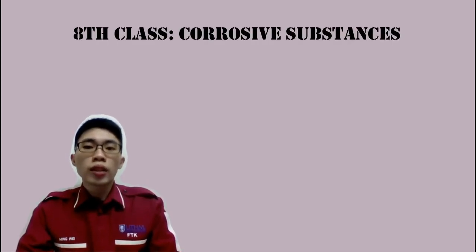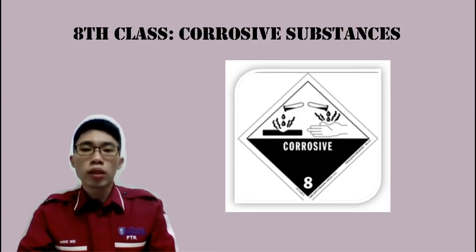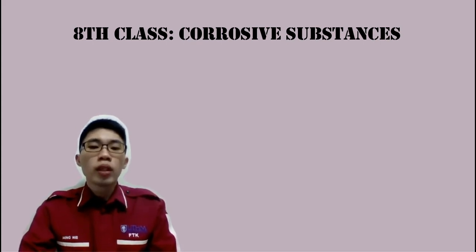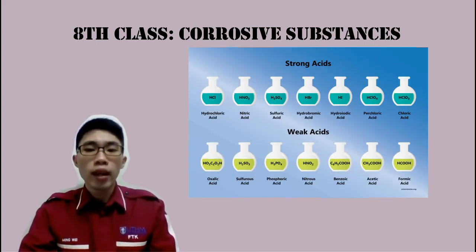Well, for the corrosive substances, they are those substances which will cause severe damage when in contact with living tissue, or in the case of leakage, will materially damage or even destroy other cargoes or the framework of the ship by a chemical reaction. For example, acid and sodium chloride.